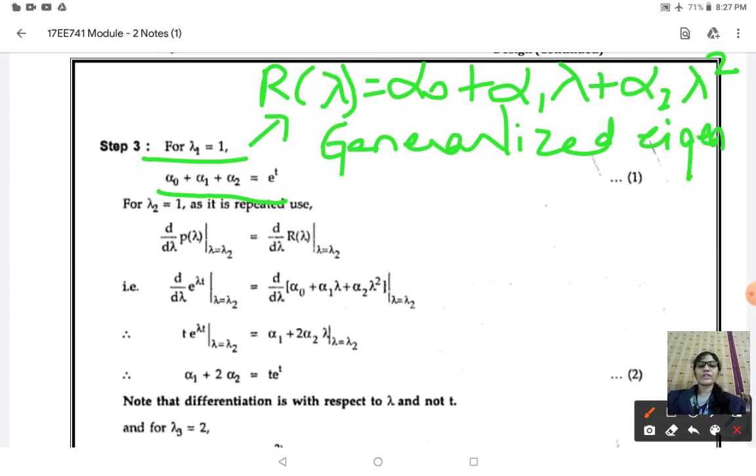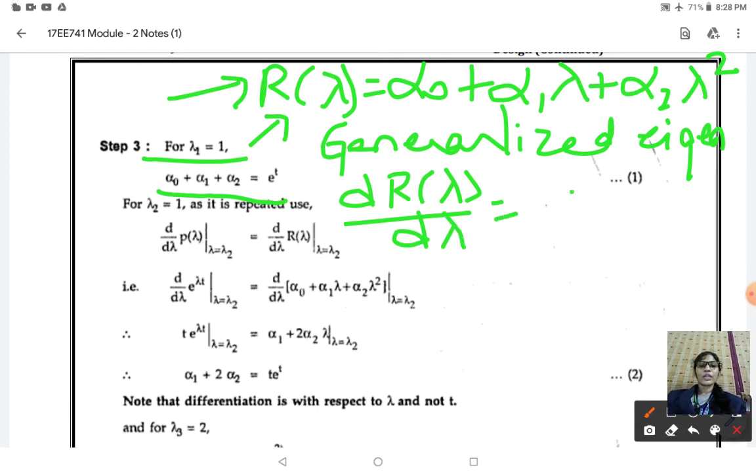In the generalized eigenvector approach, to find the remainder polynomial equation for the first repeated root, you need to differentiate this polynomial, that is, dr of lambda with respect to lambda. If you differentiate, you will get alpha 1 plus 2 alpha 2. Alpha 1 plus 2 alpha 2 is equal to, on the other side, e to the power of lambda t, right?